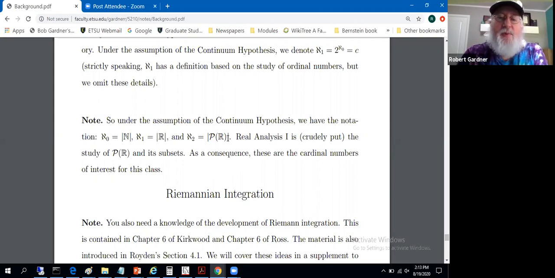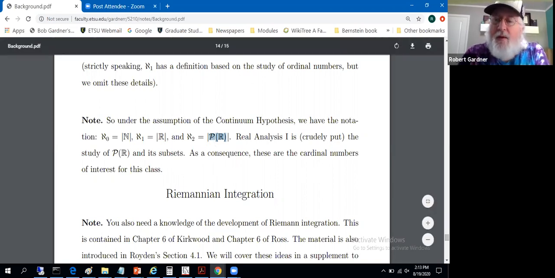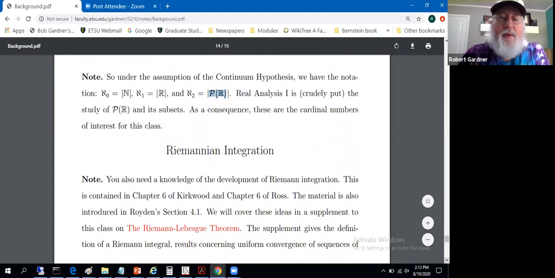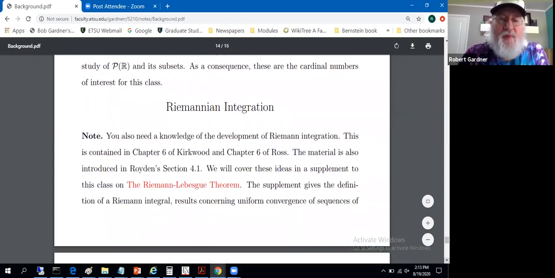But in this class, it's more a class about the power set of the reals. Senior level analysis was really a class about the reals, and this is a class about the power set of the reals. Congratulations, you've gone up a level of infinity. So cardinal numbers will pop up in what we discuss. Not a great deal, but somewhat.